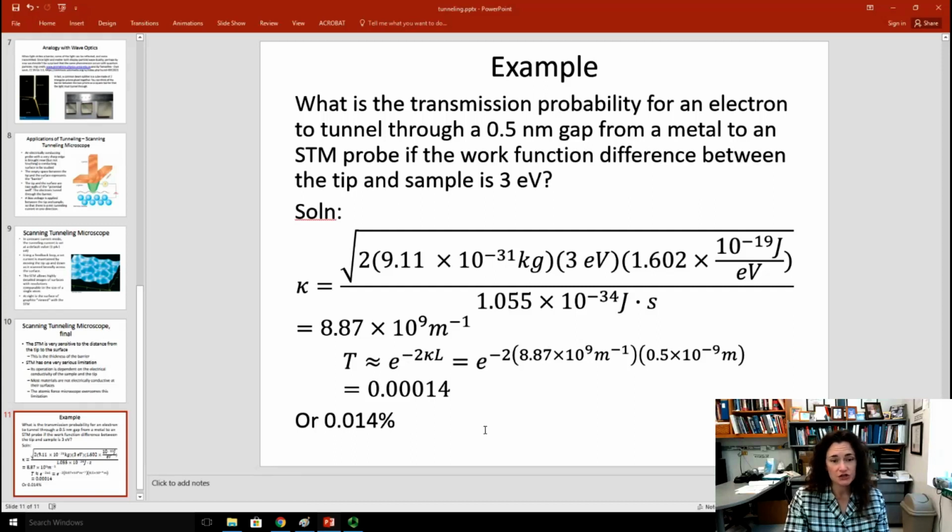But you can see, due to the low value of this tunneling probability, why the tunneling currents for a scanning tunneling microscope are so small, on the order of picoamps to nanoamps, rather than being large currents.